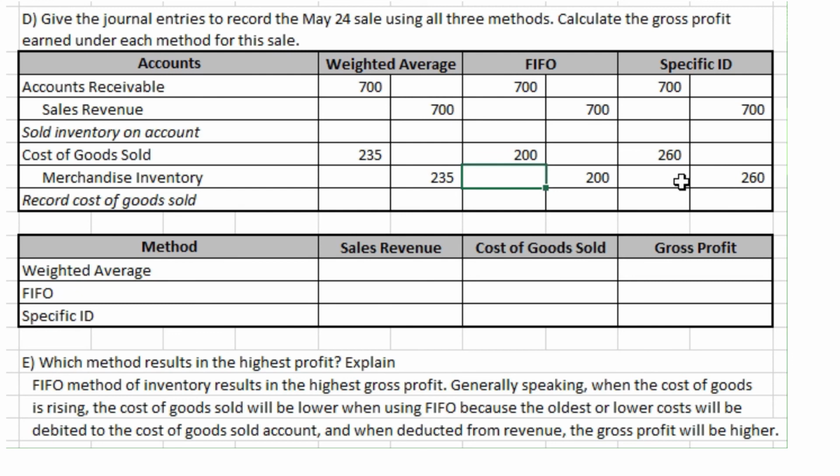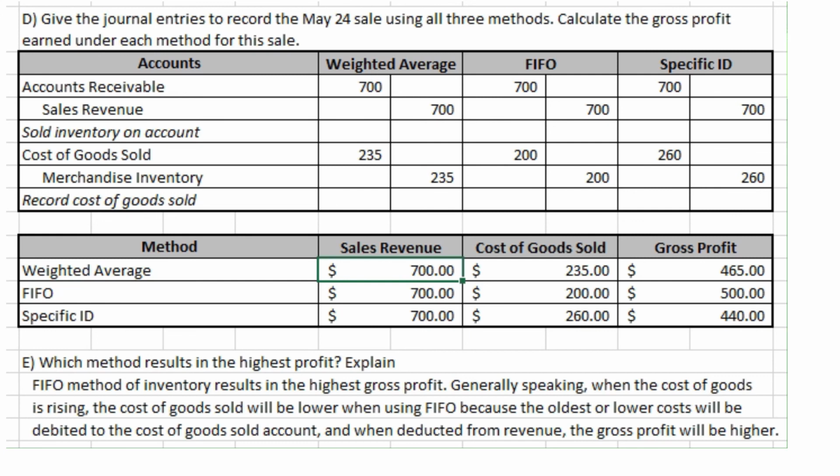The last piece is to determine the gross profit under each of the scenarios. So using this information presented, with sales revenue of $700 in all 3 cases, our cost of goods sold vary. So therefore our gross profit is $465 for weighted average, $500 for FIFO, and $440 for specific ID. The last part we're asked is to explain which one has the highest profit. So in this situation, yes, FIFO has the highest gross profit.